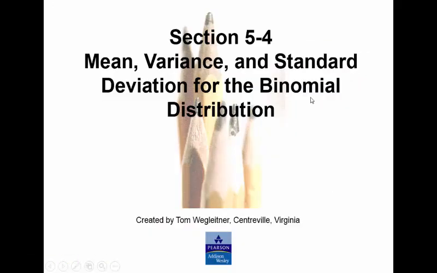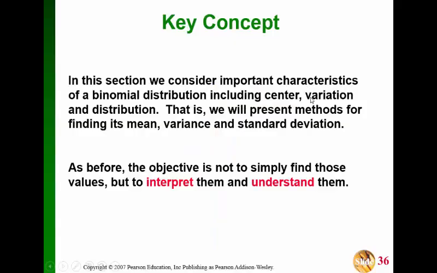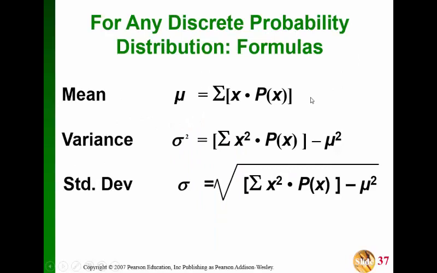So let's go to the last section in chapter 5, which is finding the mean and the variance and the standard deviation for a binomial distribution. So this is 5.4. A binomial distribution is a discrete probability distribution. So don't write these formulas down, because you either wrote them already or decided not to write them down, because they're exact same formulas as we saw from before.